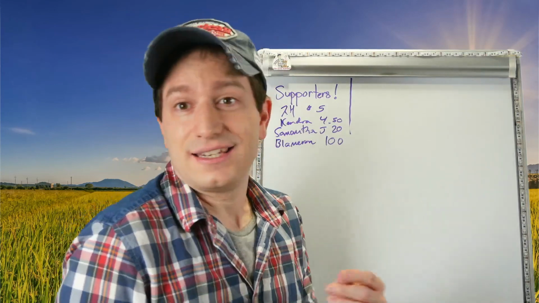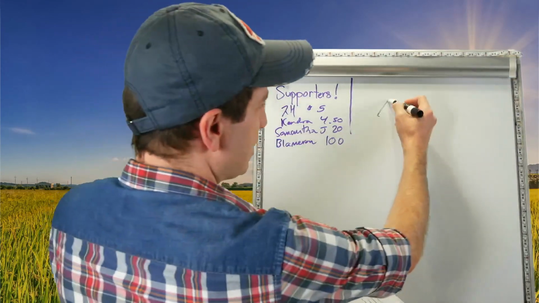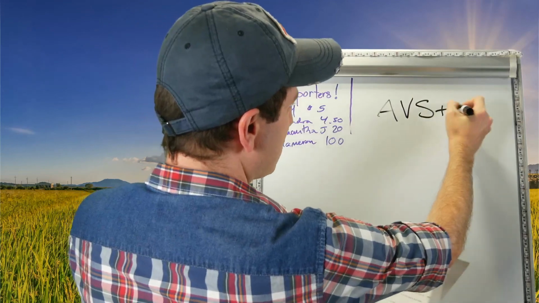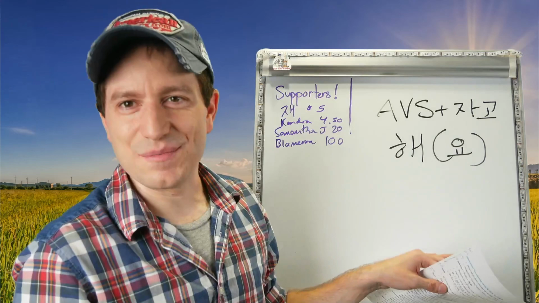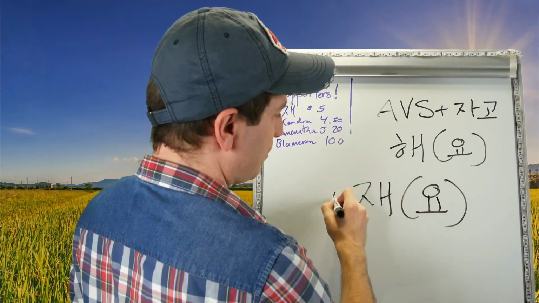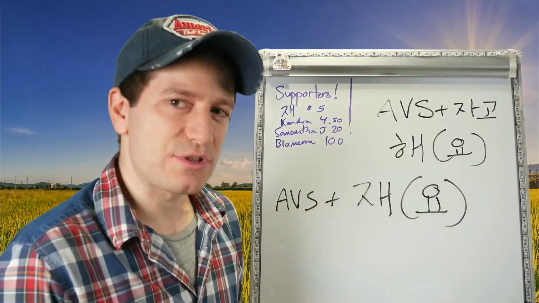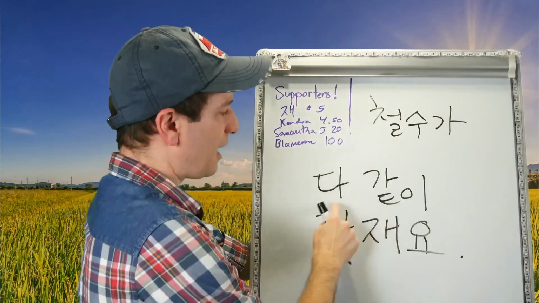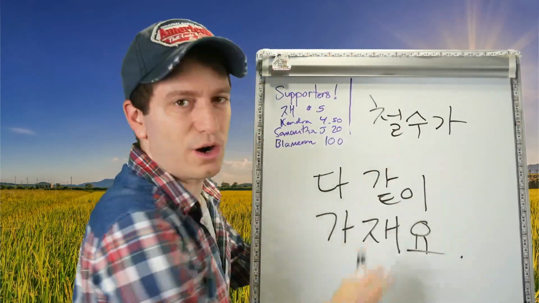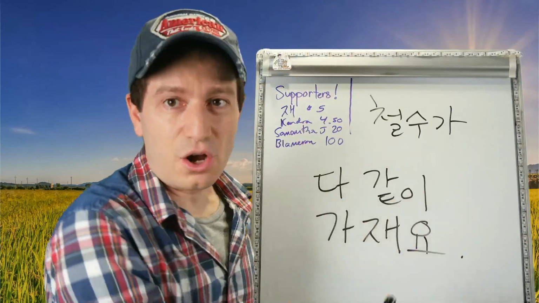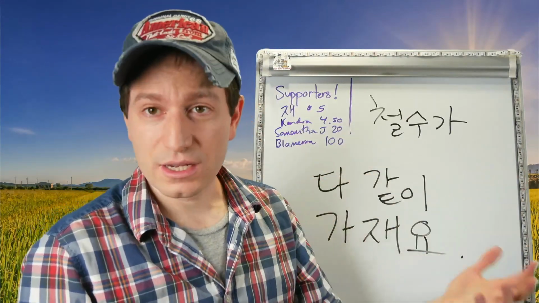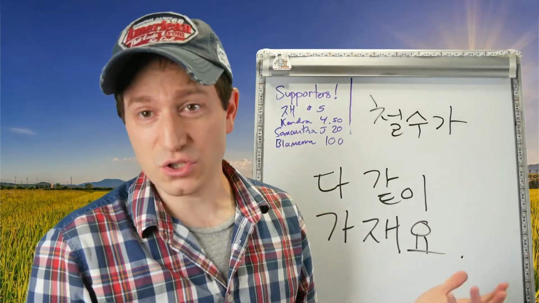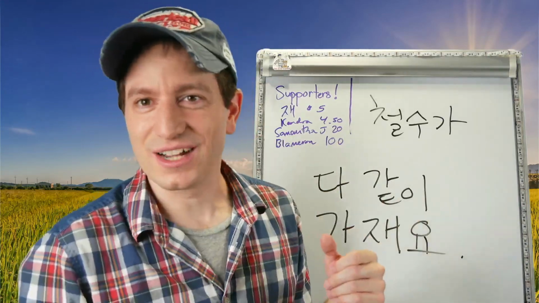So I said, let's go. The normal version is you take an action verb stem and you just attach 자고 해요. What do you think this becomes? So you get an action verb stem plus 해요. Let's do an example sentence. 철수가 다 같이 가재요. 철수, our friend 철수, 다 같이, all together. 가재요, 가자고 해요. 가자고, 가자고요. 가자고 했어요. Says, let's go.